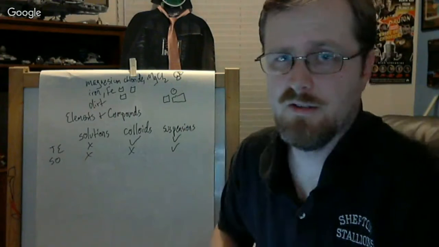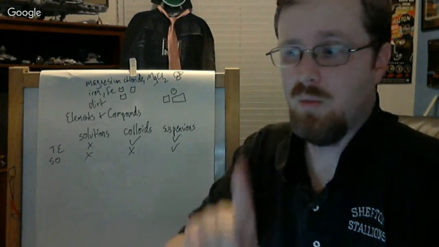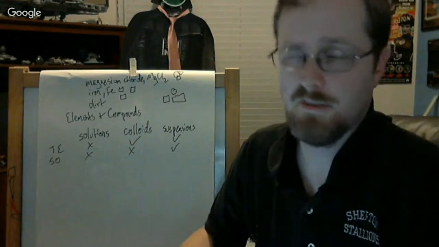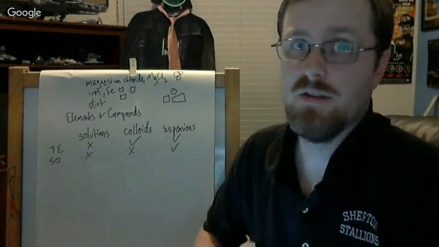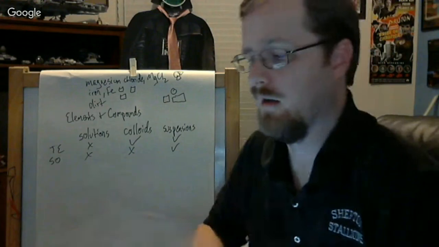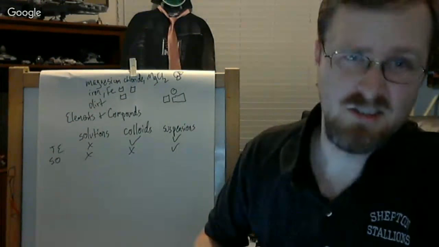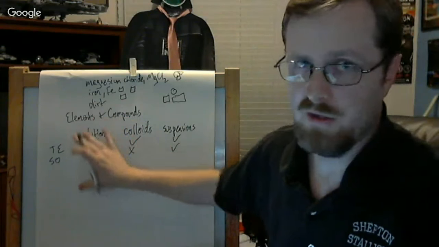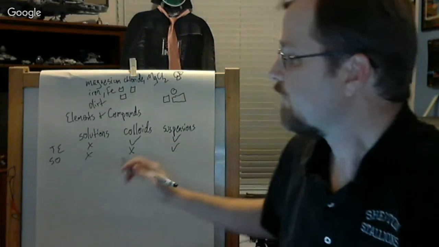Okay? So it's actually very easy. Two steps to identifying solution, colloid, suspension. Step 1, look for it settling out. If it does, it's a suspension and you're done. If it does not settle out, look for the Tyndall effect. If it shows it, that's a colloid. If it doesn't, it's a solution.